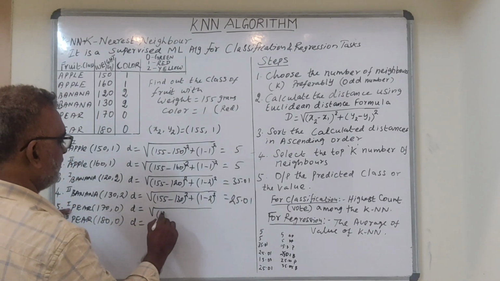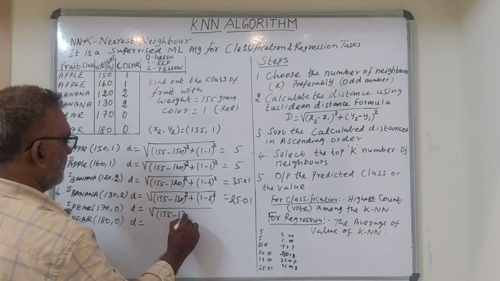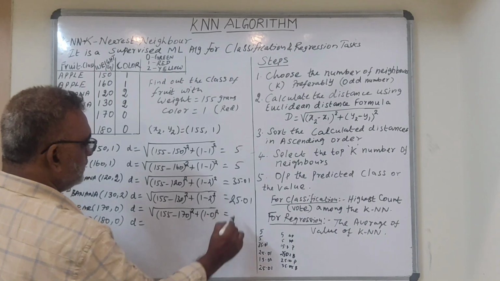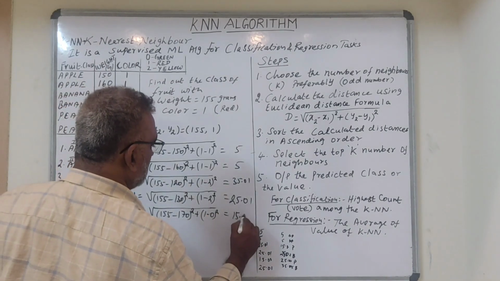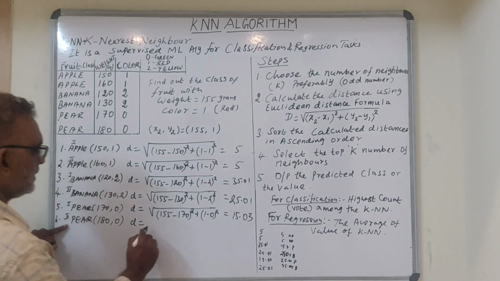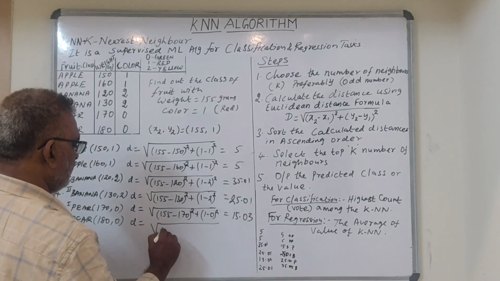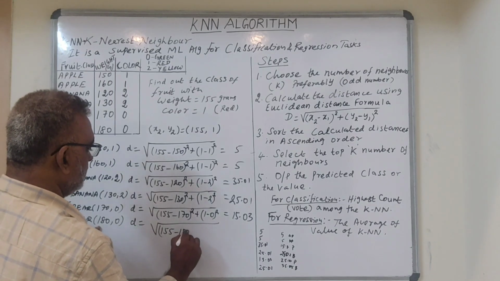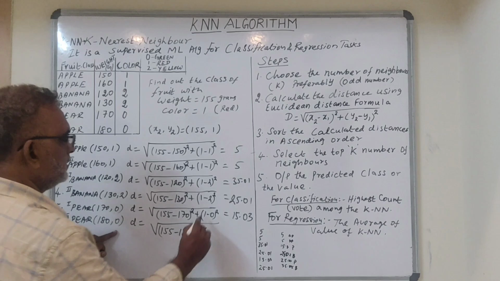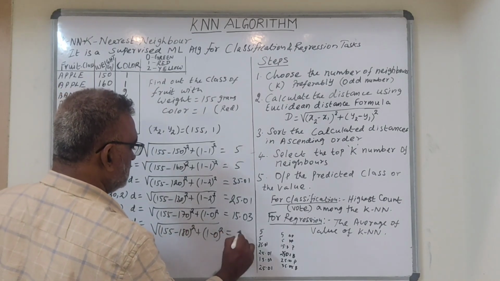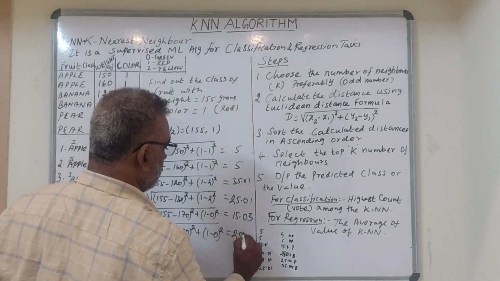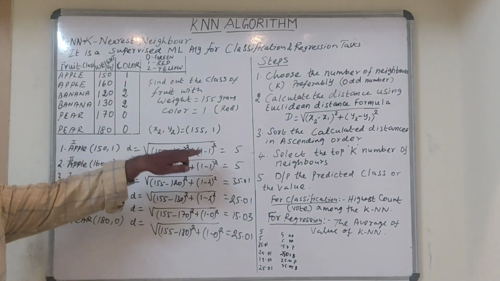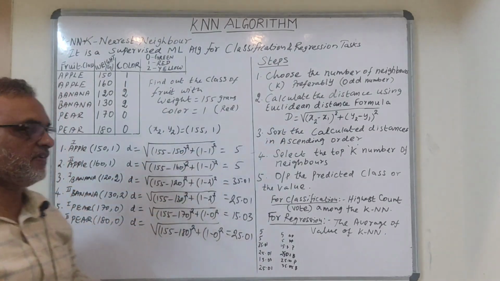The first pear: square root of 155 minus 170 whole square plus 1 minus 0 whole square, which is equal to 15.03. In the second pear, it is 155 minus 180 whole square plus 1 minus 0 whole square. This is equal to 25.01. So these are the distances we calculated using the Euclidean distance formula.